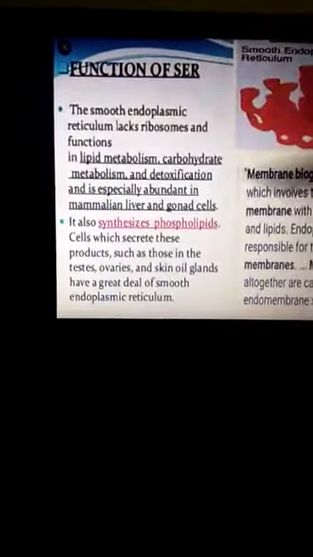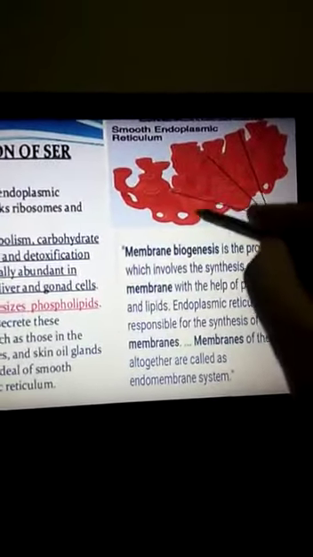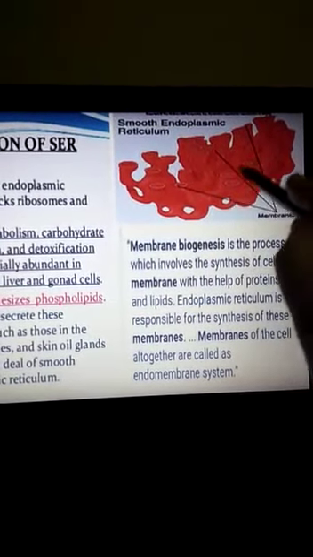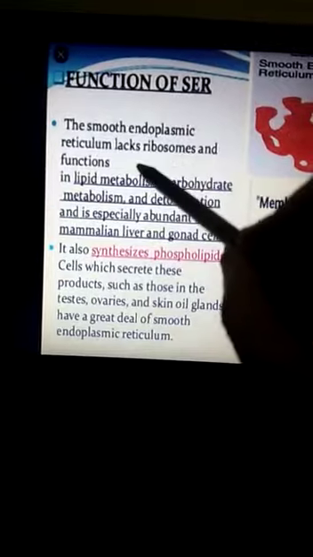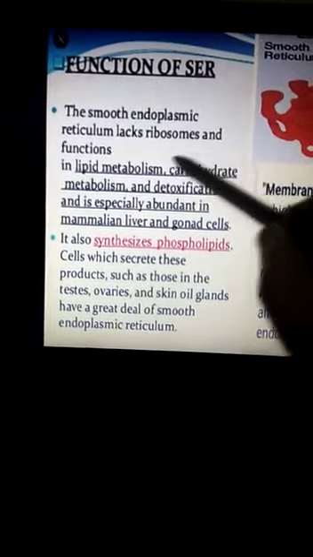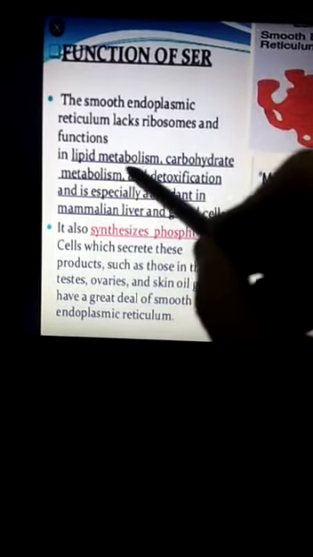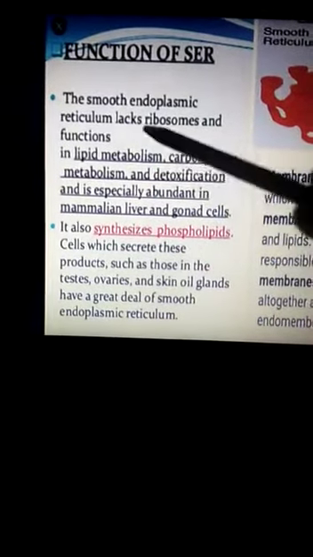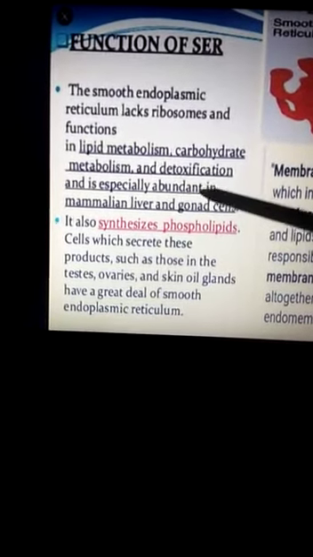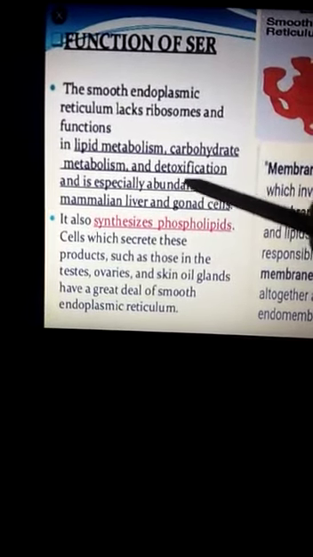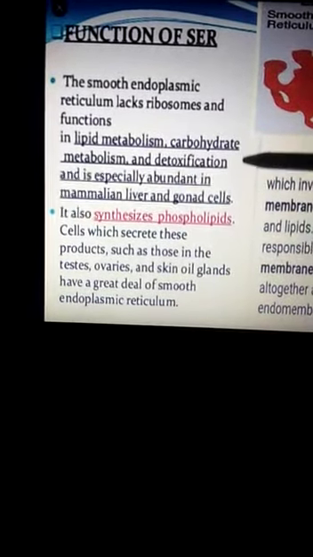When we see the function of a smooth endoplasmic reticulum, हमने देखा था बिल्कुल ट्यूब जैसे स्ट्रक्चर्स थे, मेम्ब्रेनस ट्यूब जैसे स्ट्रक्चर. So the smooth endoplasmic reticulum first of all lacks ribosomes, and that is why their function is not related to protein but is related to lipid metabolism. Lipid means fat. Other than that, carbohydrates, detoxification, etc. is also done, especially in the mammalian liver and gonad cells.